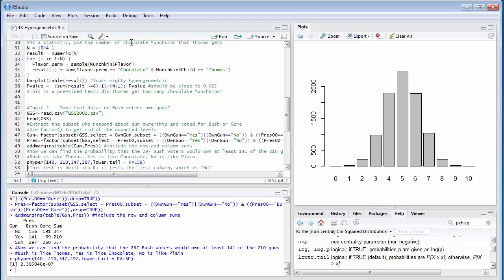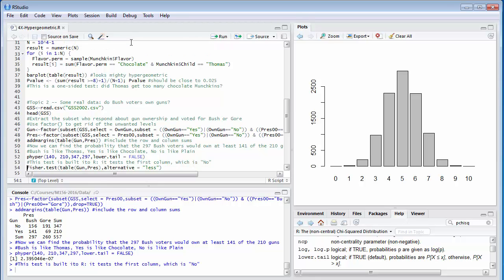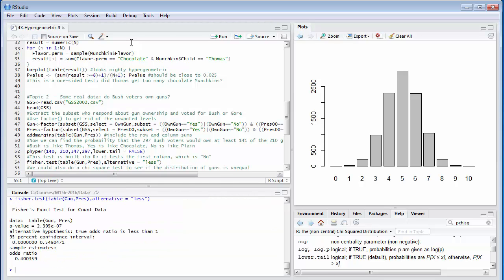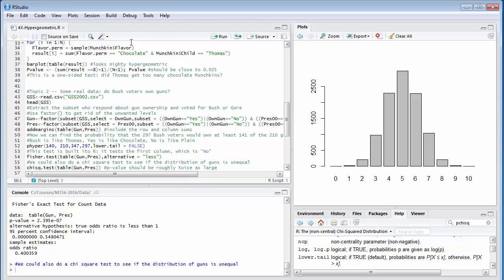And what do I get? I get 2.4 times 10 to the minus 7. That says that the probability that gun owners would be that likely to have voted for Bush is about 2 times 10 to the minus 7th if gun ownership were assigned randomly to Bush voters or Gore voters. In fact, you can use fisher.test because this is built right into R. So you just say the table with alternative equals less, so you get a one-sided test, and you get exactly the same number. We can also do this by simulation, which I kind of prefer.